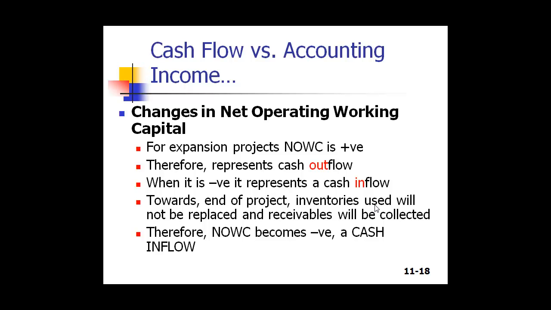The difference. Whenever you see the word net, it means that something is being netted out or subtracted. When you say net income, have you ever thought about this? Every time you hear the word net, that means stuff is being subtracted. So when you say net operating working capital, what's being subtracted in the net operating working capital?